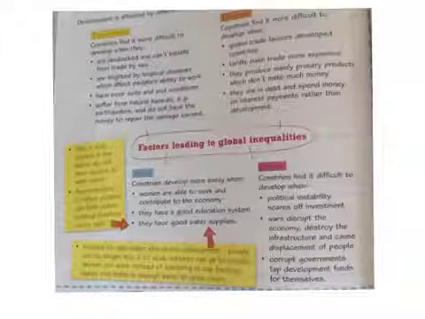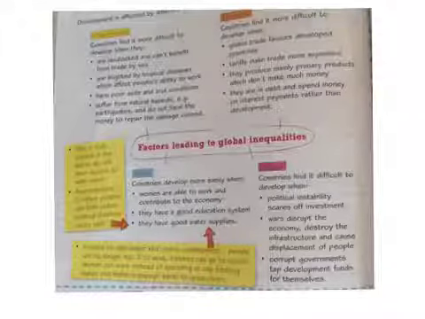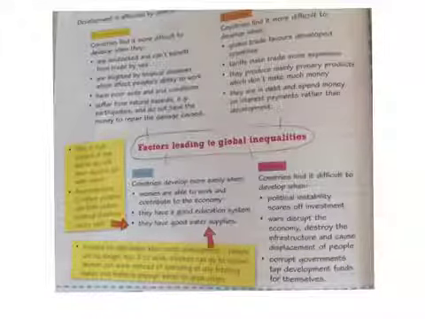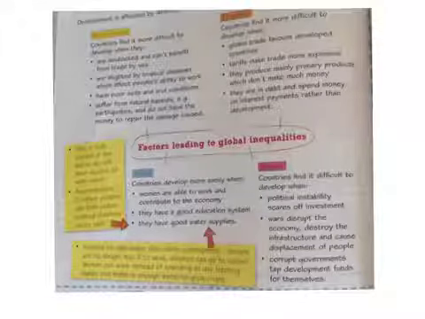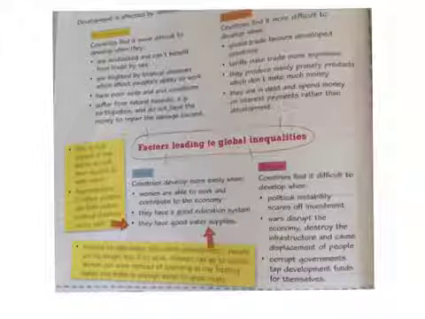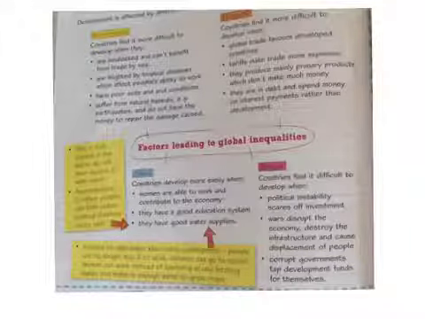So countries find it difficult to develop when there's political instability, because that scares off investment. Wars disrupt the economy, destroy the infrastructure and cause displacement of people. And finally, corrupt governments tap development funds for themselves. All of these reasons stop companies in rich countries actually investing in these poorer countries.